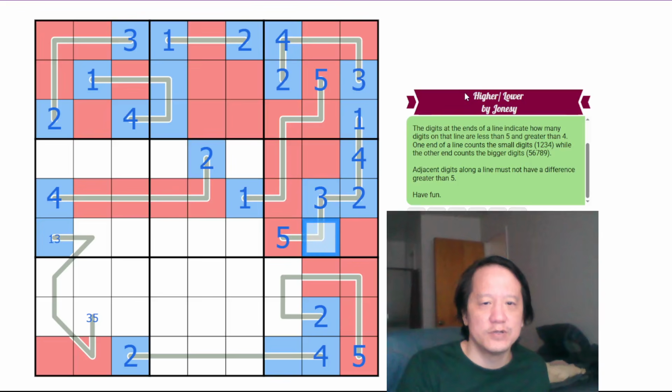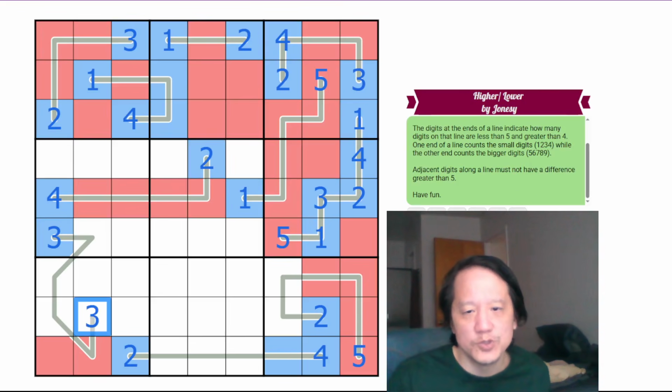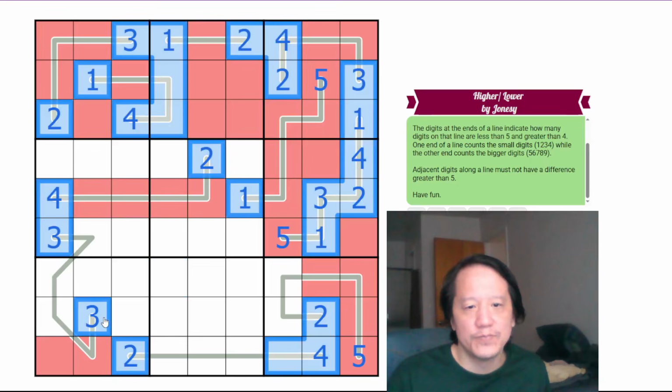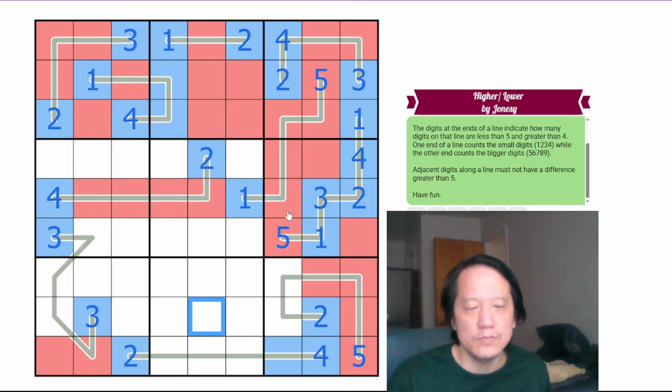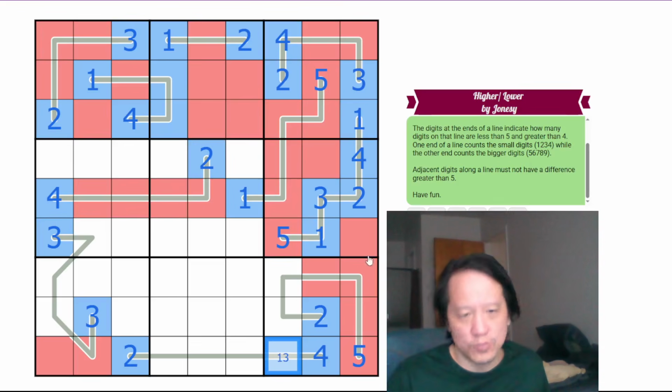This has to be 3, that's 1. 1 eliminates 1 here, so that's 3, and then this must be 3 to add up to 6. So we have 3 and 3 there. This is 1 or 3, we're not sure which.